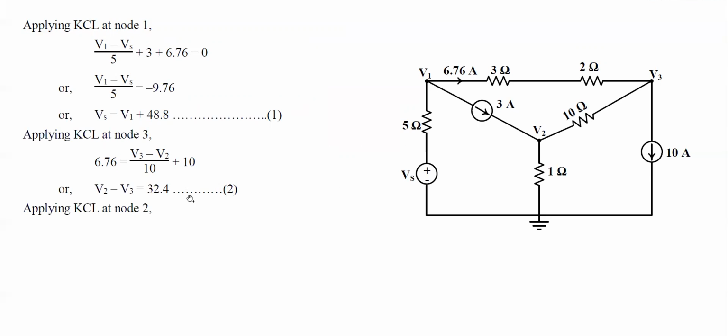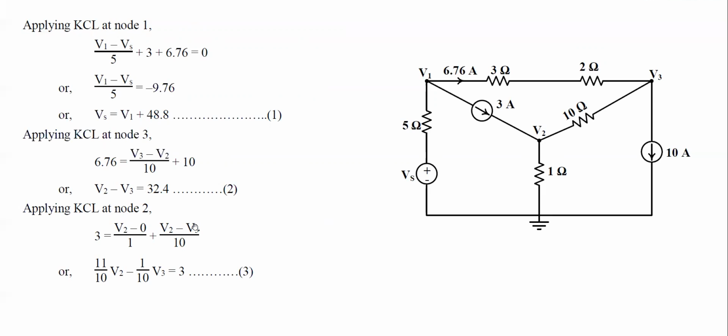Now let's apply KCL at node 2. When we apply KCL at node 2, this 3 ampere current is incoming, and we'll assume the outgoing current at this branch and this branch. So we obtain this equation: 3 ampere incoming current, (V2 minus V3) divided by 10 is outgoing current here, and (V2 minus 0) divided by 1 is also outgoing current. After simplification, this results in equation number 3. Here we can see that if we solve equations 2 and 3, we can obtain the values of V2 and V3.